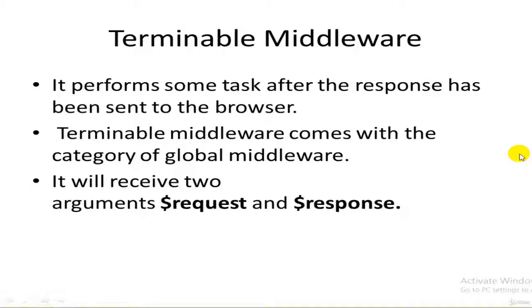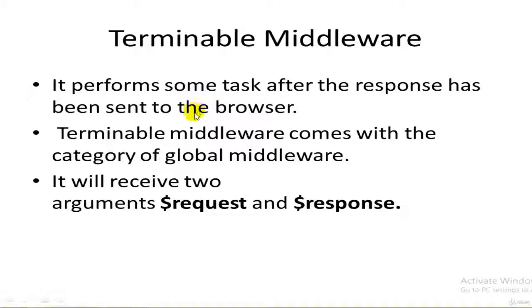Now we will focus on one thing, terminable middleware. We saw in the previous chapter about role middleware how middleware has been created and how it is executed in the browser. Once you create a middleware, it's important for it to be terminated also. That is done with the help of terminable middleware. It performs some task after the response has been sent to the browser.